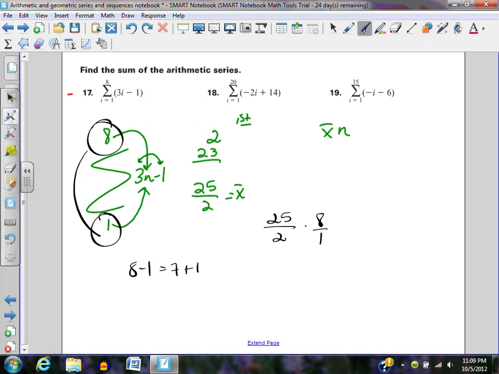Now you see the beauty of not turning that into a decimal. If I take 2 divided by 2, it becomes 1. 8 divided by 2 is 4, and the sum is 100. And I'm done. That's all I need to do.